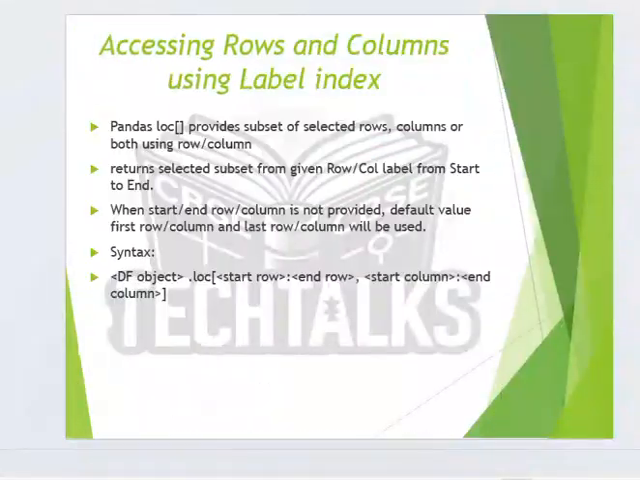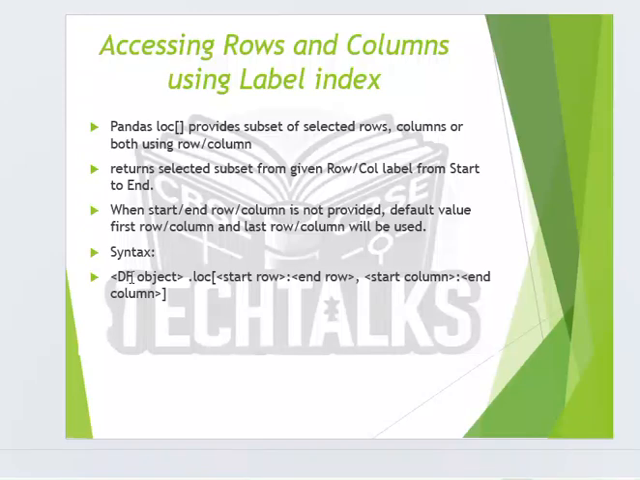Okay. Next one is accessing rows and columns using label index. Pandas gives loc, which provides a subset of selected rows, columns or both. So using loc we can return the selected subset given row and column label from start to end. So it is going to give from start to end. Also we can use it when start and end of row and column are not provided; by default it starts with the first row and the last row will be used. So from beginning till last.